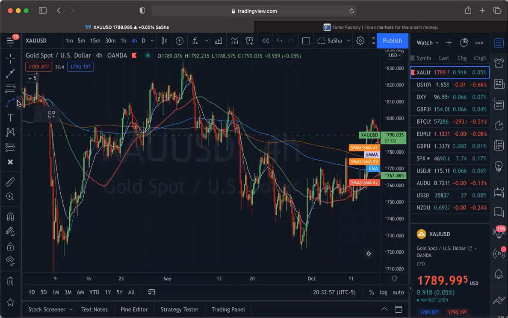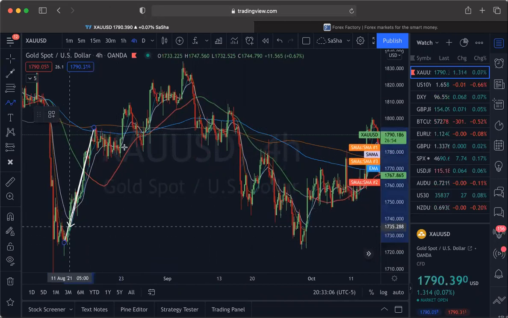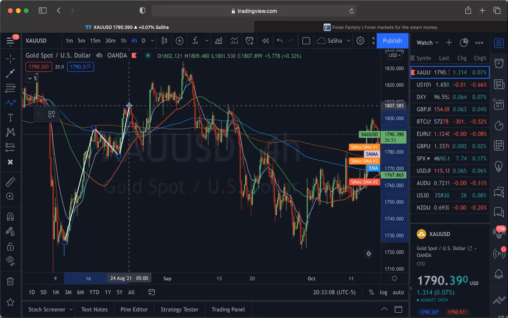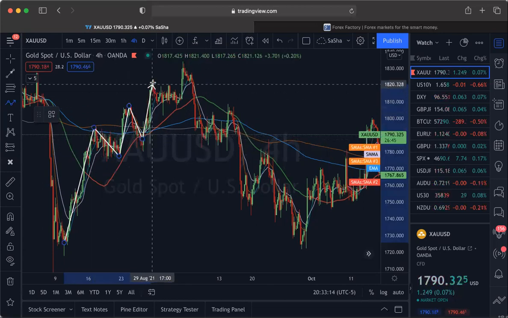We broke the structure, right? We did not come back to retest anywhere here. We made this leg, it comes back, retests this structure it broke out of, and then it moves up again.